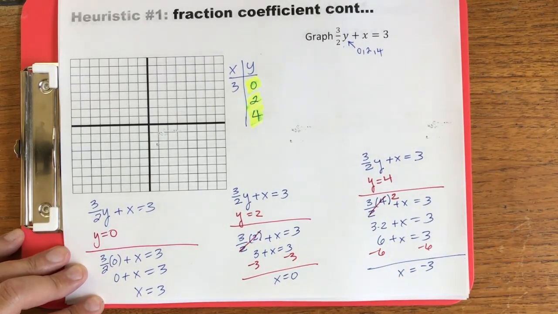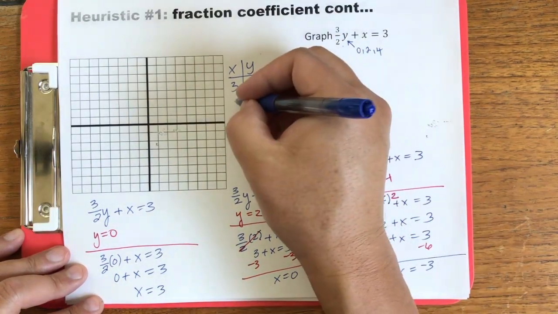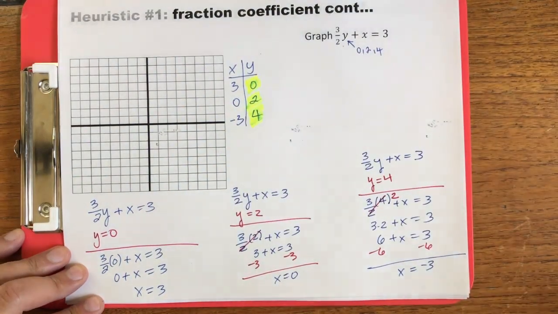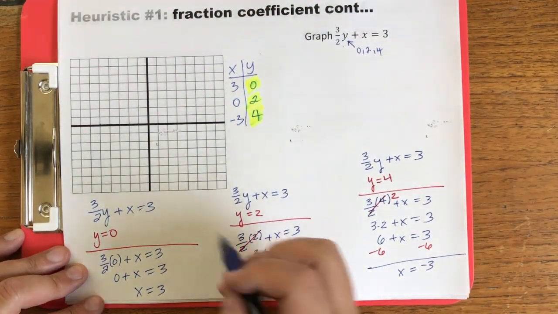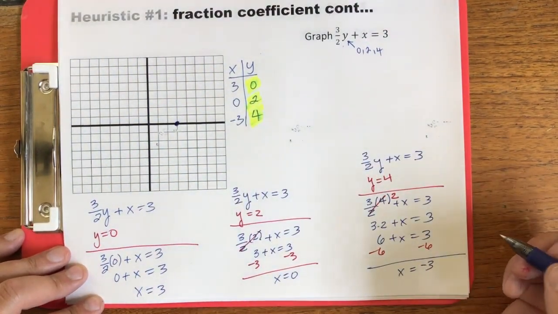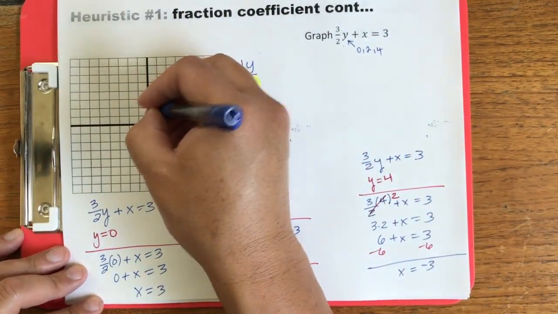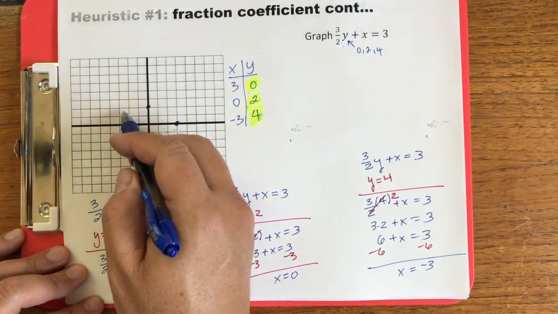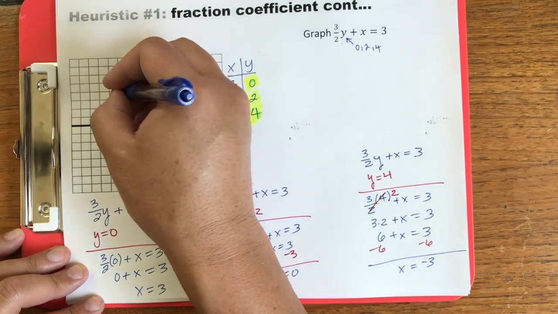So let's see. We have 0 over here, minus 3 over here, and when we plot these values, (3, 0) is here. (0, 2) is here, and (-3, 4): 1, 2, 3, 4 is right here.